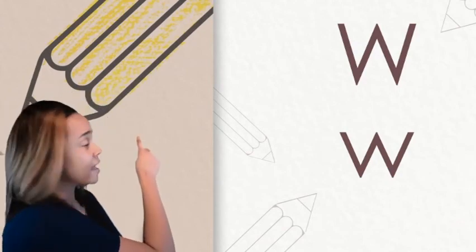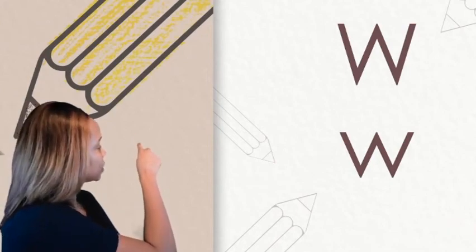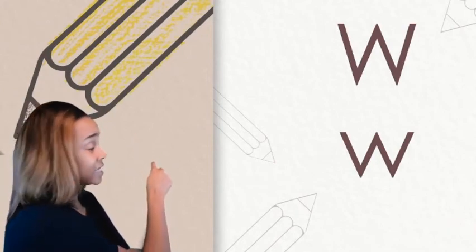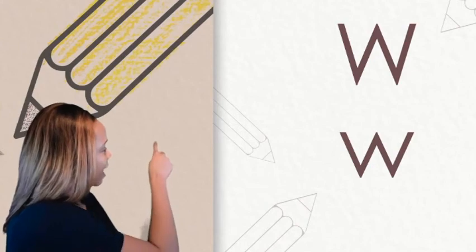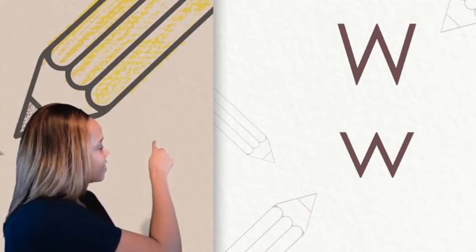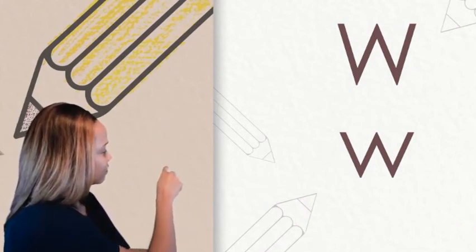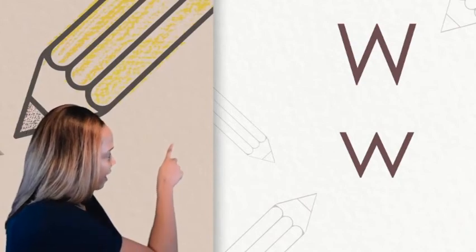Last one, lowercase w. Watch first. Starting at my belly line, I'm going to push it down at a slant and stop at the foot line. Then come back up to the belly line and then push it back down again to the foot line at a slant and come back up again to the belly line at a slant. Nice job. Wow, we did all of our uppercase and lowercase letters in skywriting. Nice work.